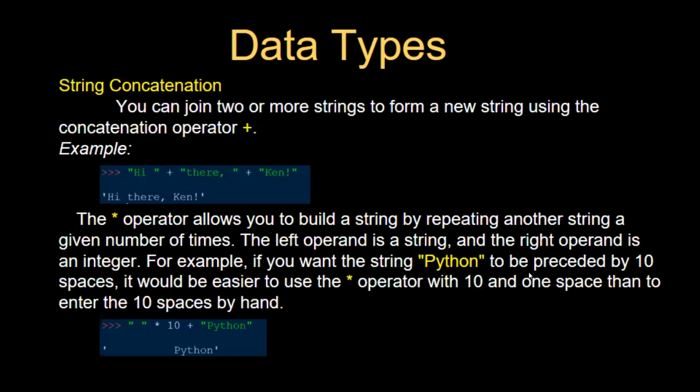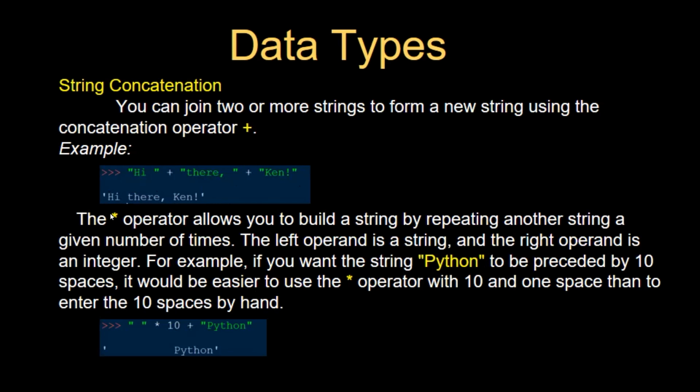So we have here string concatenation. So when you say concatenation, ito yung parang pagdudugtong-dugtungin mo yung bawat string. Okay, so you can join two or more strings to form a new string using the concatenation operator plus. So meaning this string plus this string plus this string, pag in-enter mo to, it will result in a single new string, that is hi there.